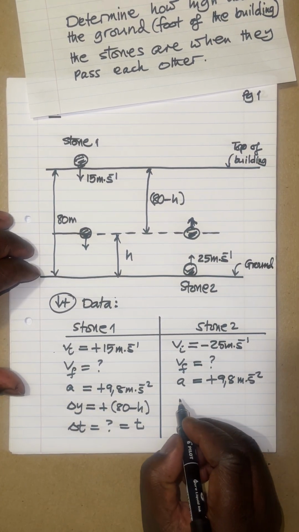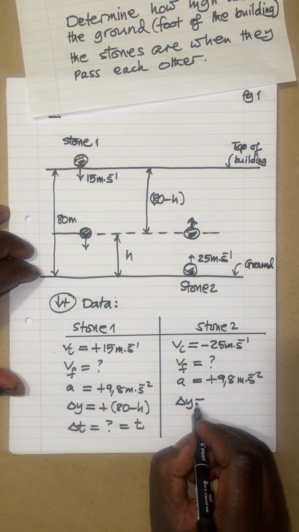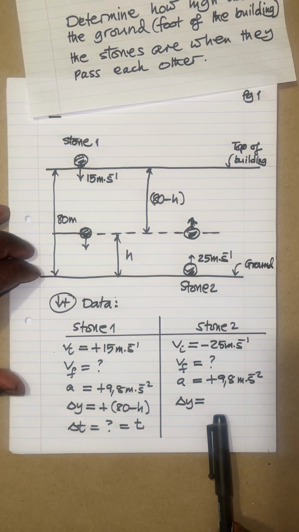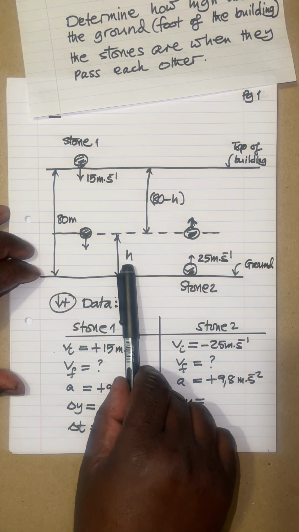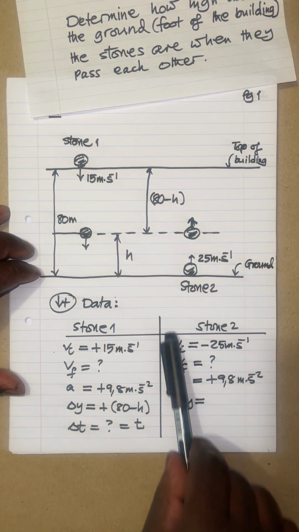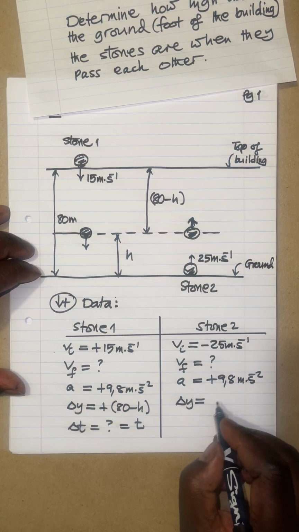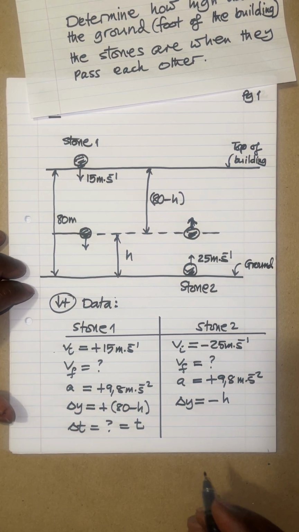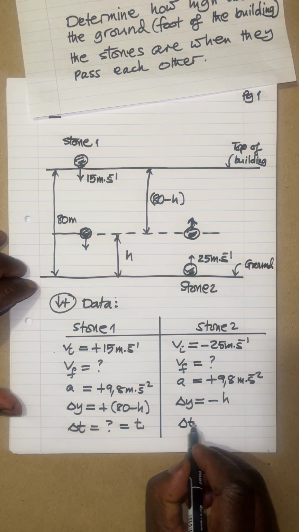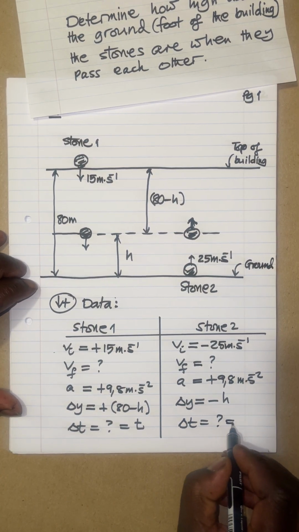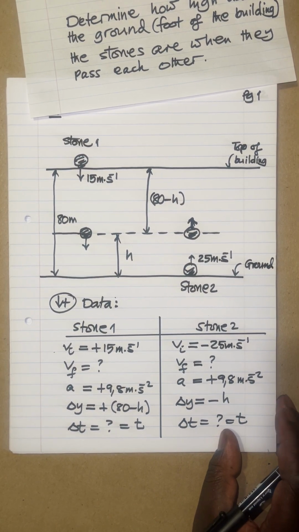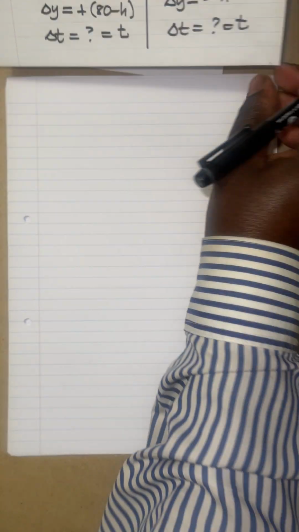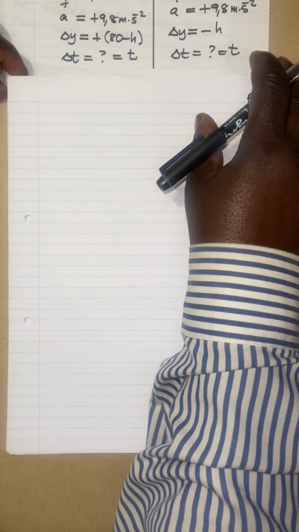Now, do we know delta y? Well, delta y is h, but how do we cover h? Do we cover it going up or going down? This h is covered going up. And we said down is positive, therefore up is negative. So this will be minus h. Take note of the sign convention there. Do we know time? Well, it's the same value. We said small letter t. Now, this data must be plugged into the formula.